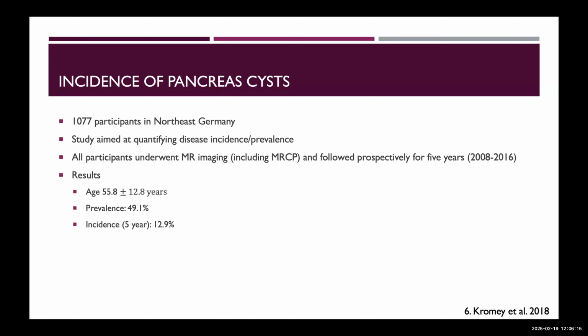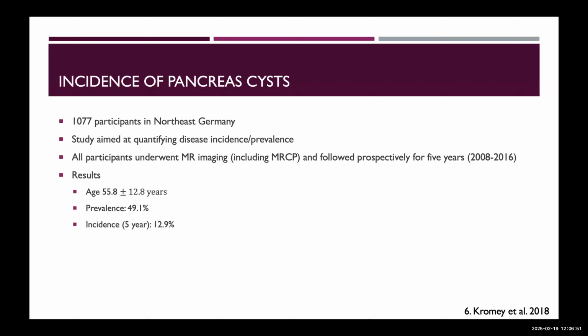In this particular study, in Northeast Germany, there were 1,077 individuals. The study was aimed basically looking at quantifying disease incidence and prevalence across the board, so not just pancreatic disease or pancreatic cystic disease. All individuals underwent MRI at inception into the trial and then followed prospectively at the 5-year mark and had a subsequent MRI scan, including MRCP. So these were individuals who had an MRI that was targeted toward a pancreas evaluation.